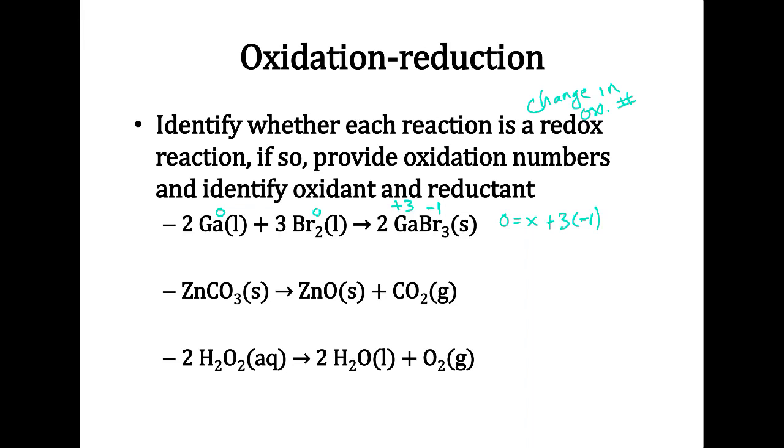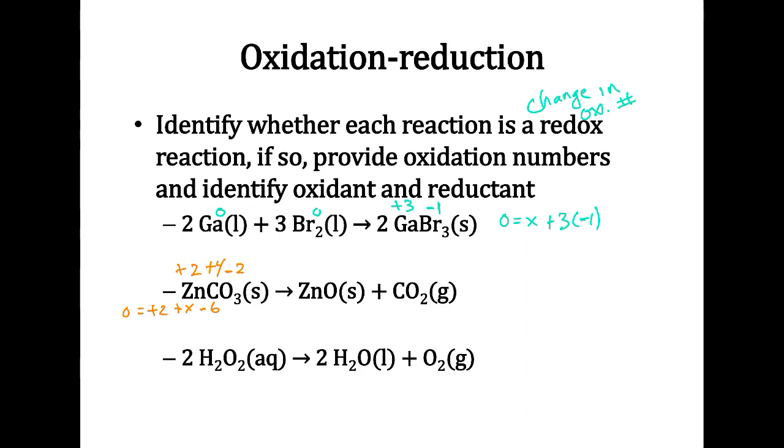So for zinc carbonate, okay, we already know that oxygen is -2. Zinc's going to be +2 because carbonate, CO3, has a 2- charge, so that means zinc has to have a +2 charge. Okay, so as we look at this and we're trying to figure out the oxidation number on carbon, we have 0 is equal to +2 plus X, and then we have 3 oxygens, each at -2, so that'll be -6. So what we'll end up having here is carbon has a +4 oxidation number.